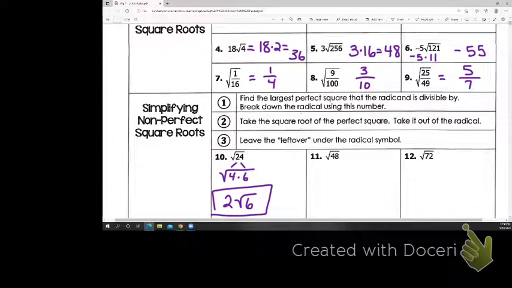So we're pulling out the square root of any perfect square factors. You want to take the biggest number you can. That's the other trick. We don't want any perfect squares left under the radicand.